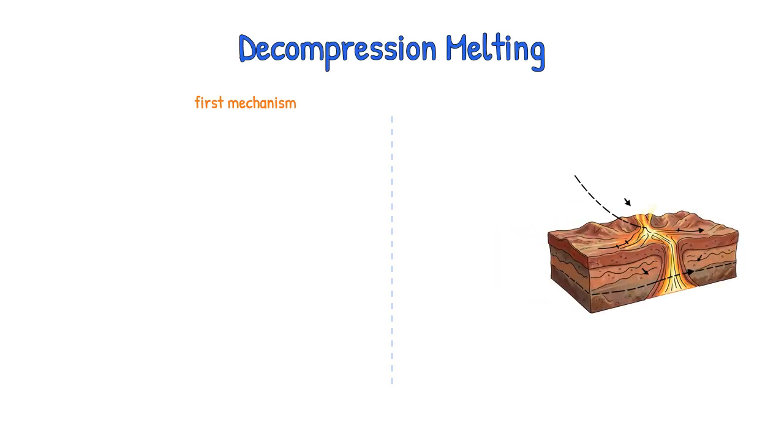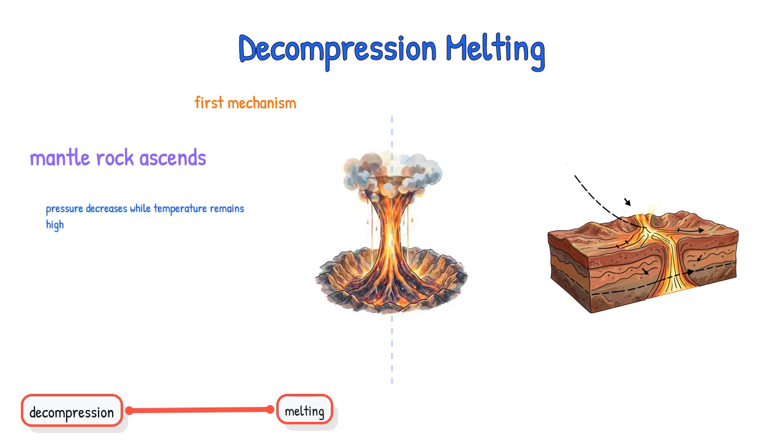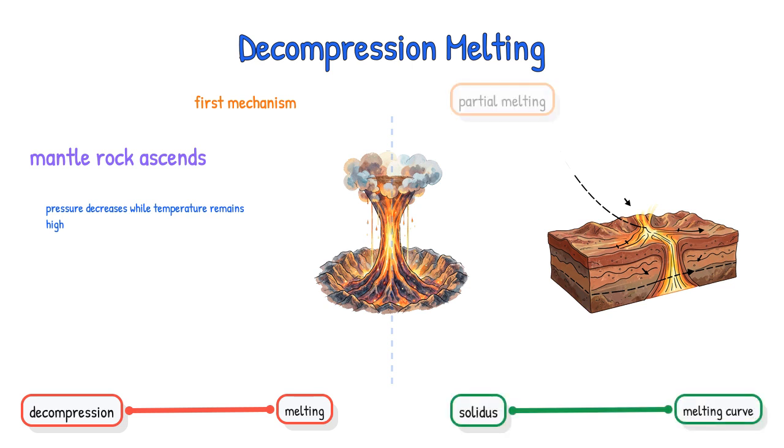The first mechanism is decompression melting. As mantle rock ascends, for example at mid-ocean ridges or mantle plumes, pressure decreases while temperature remains high. This crosses the rock's solidus, or melting curve, causing partial melting. This is the dominant process generating basaltic magma under oceanic ridges and hotspots.